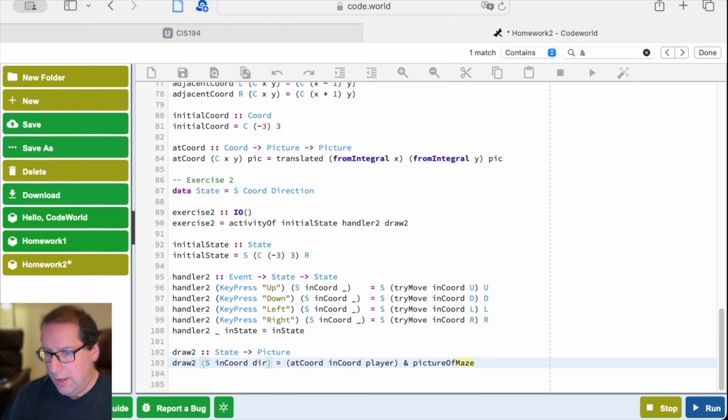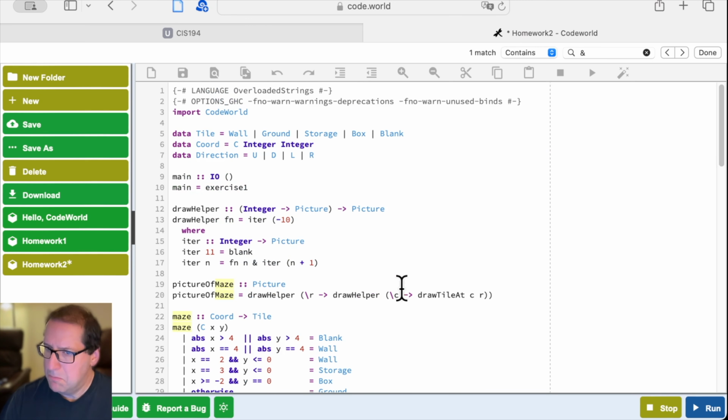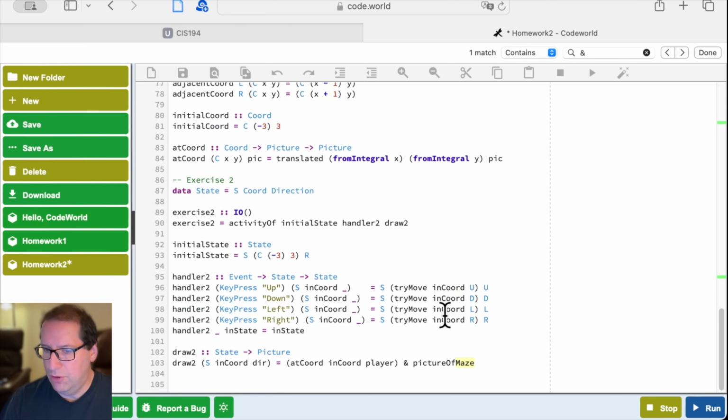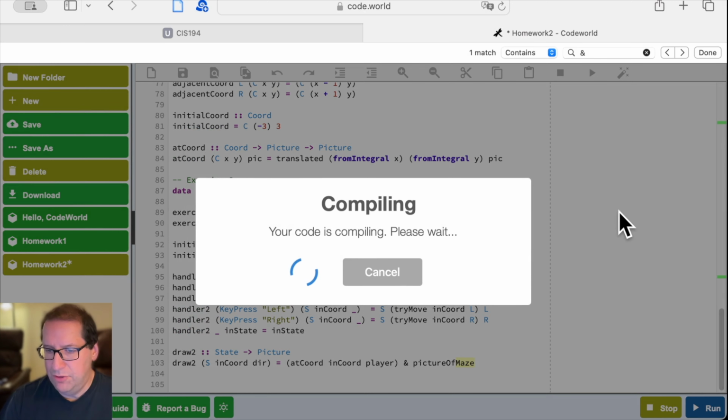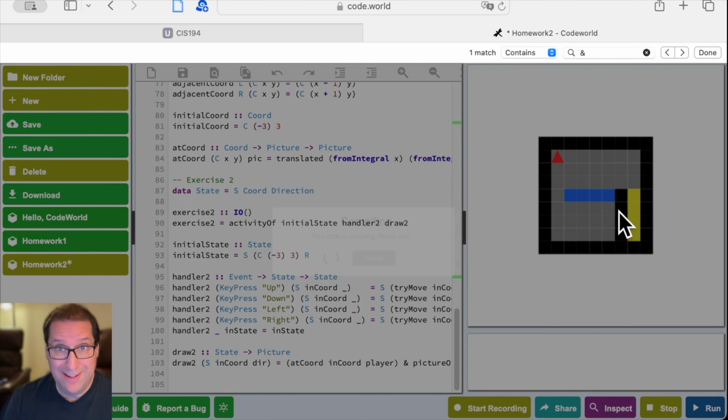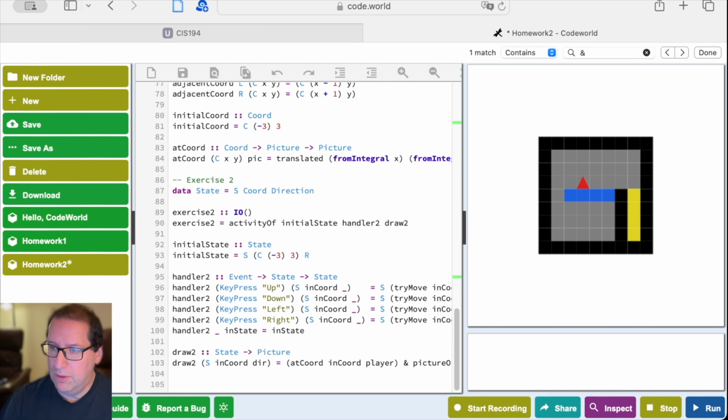Okay, so as of right now, we're not doing anything with our state of what direction the dude is moved. So we're not actually changing the drawing, but everything else should work correctly. The moving around should work correctly. So let's try that. Let's go up to main, change exercise 1 to exercise 2. And if I've done everything right, then we should be back where we started at the end of exercise 1. It looks like we are. Collisions are being handled correctly.